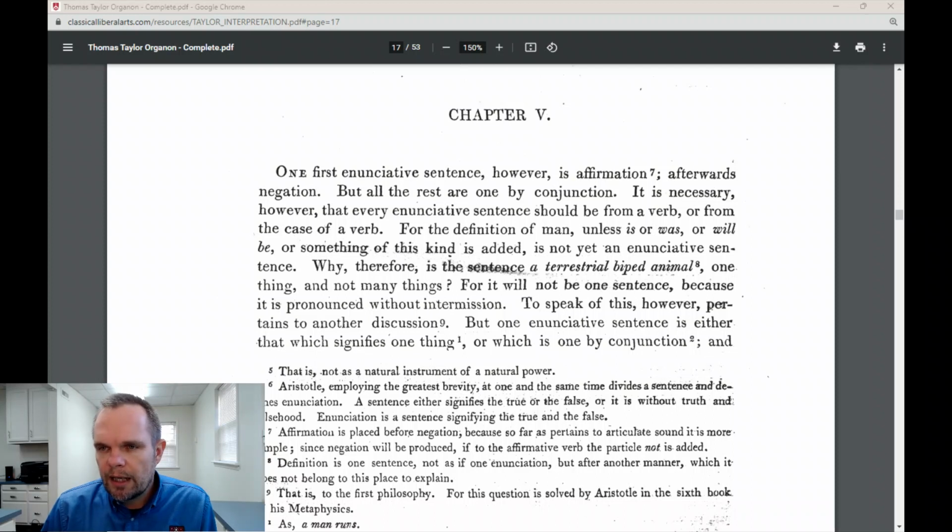And in this chapter here, we're going to continue our study of enunciative speech, which is really the focus of this work on interpretation. That's what the word interpretation actually refers to. And the goal of this study on interpretation is to understand the details of enunciative speech so that we can enter into the study of demonstrative reasoning in the analytics and have an understanding, a mastery, a scientific knowledge of propositions, which reasoning depends upon.